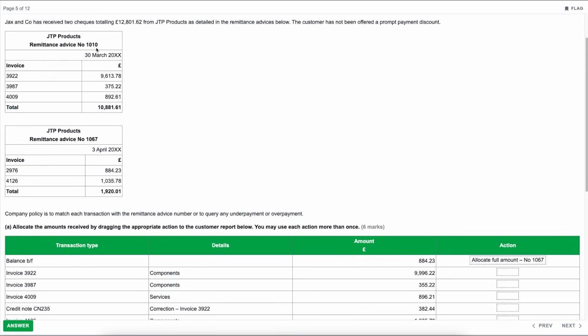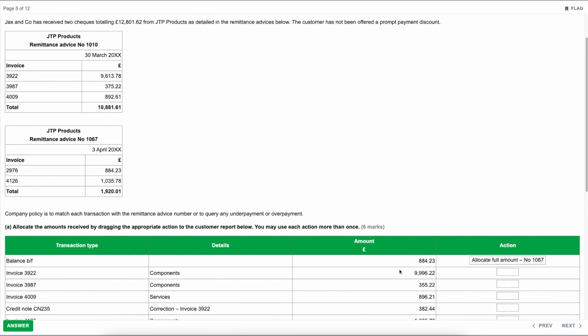Okay, so that's on remittance advice number 1010. So we can see that there is an invoice related to this invoice here. However, the amounts don't match up. You can see that there's a difference between the two amounts: the amount that's been paid and the amount that we've got as owing on system.